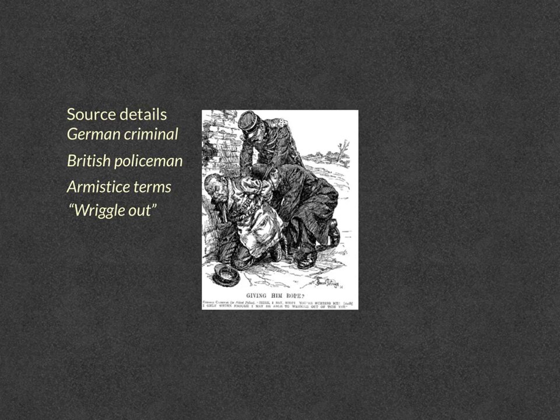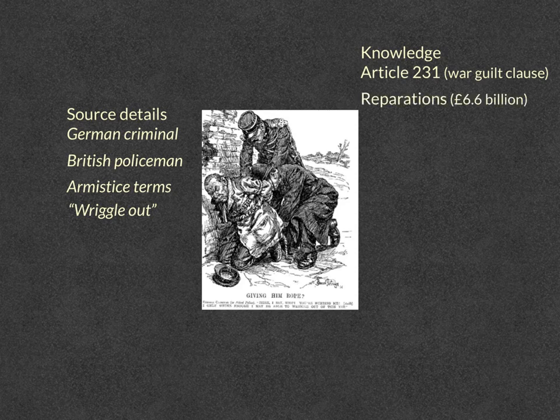As for the knowledge that we might use in this particular answer, well, we could refer to Article 231 or the War Guilt Clause, which forced Germany to accept full responsibility for the war. Likewise, you might refer to Germany having to pay 6.6 billion, although these were not actually set until 1921. You might also refer to the German army being limited to just 100,000 men, a term that made Germany feel vulnerable.